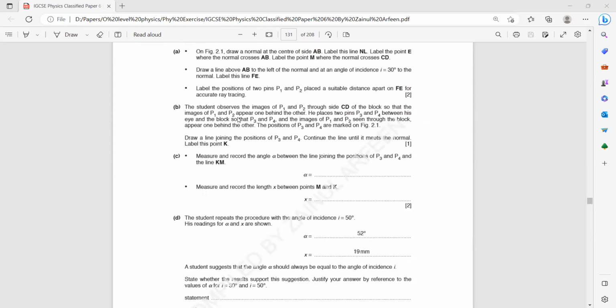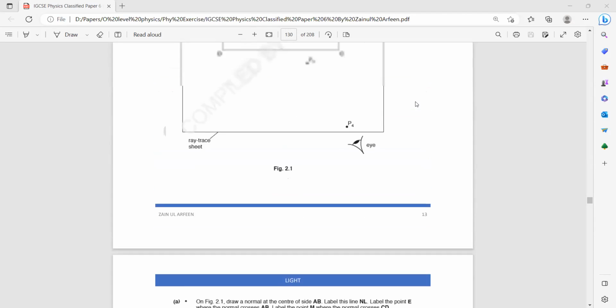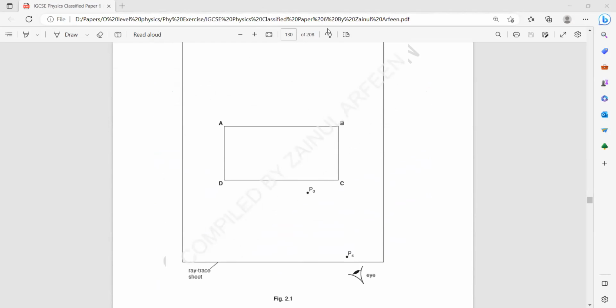Then the student observes the image, then labels two positions of the pin and places them at a suitable distance. So we have to place two pins, as I mentioned, P1 and P2, at a suitable distance. Whenever we place the pins, one of the pins should be closer to the reflecting or refracting surface. So one of the pins should be closer.